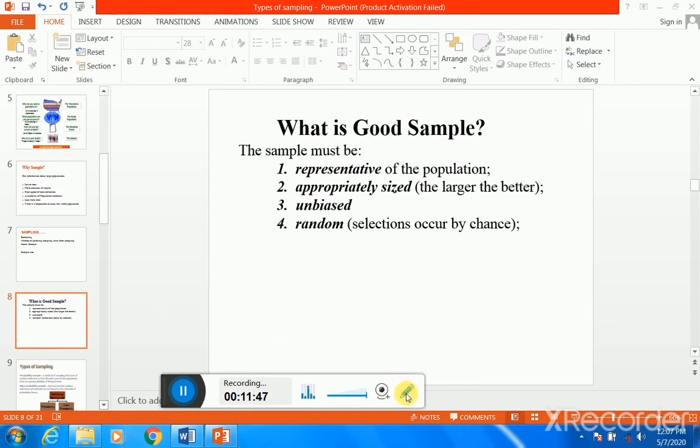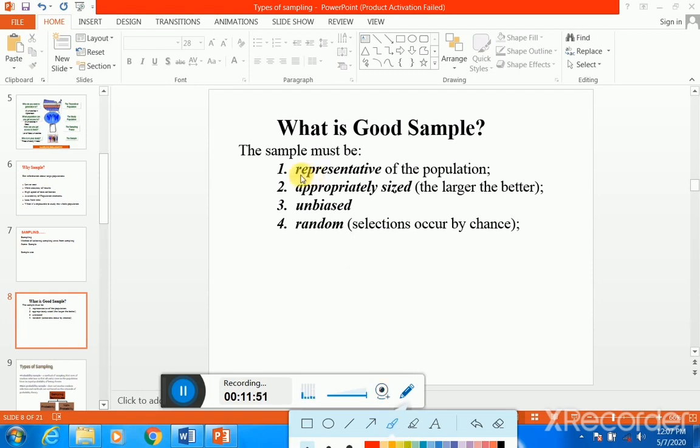There are so many traits, but from a statistical point of view I have mentioned the important ones here. That is number 1 representation, second appropriate size, third unbiased, and the fourth randomness. Now one, the sample must be representative of the population. What does it mean, representation of the population?